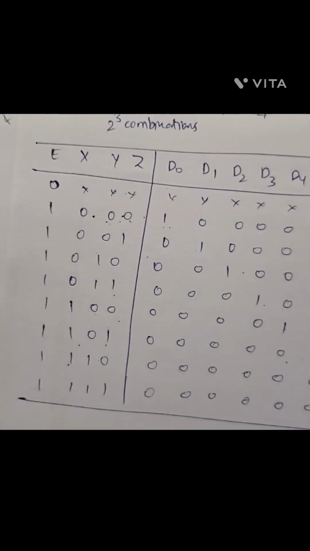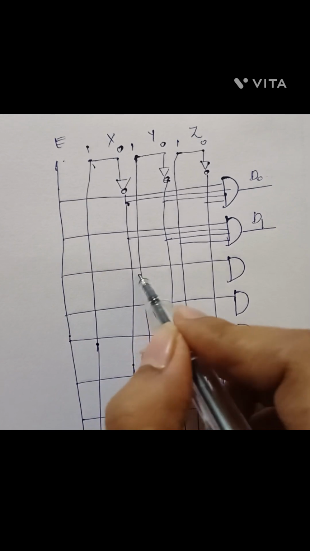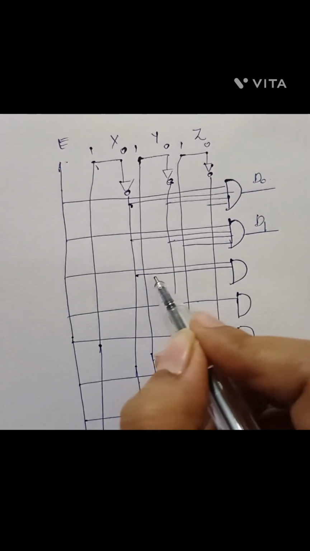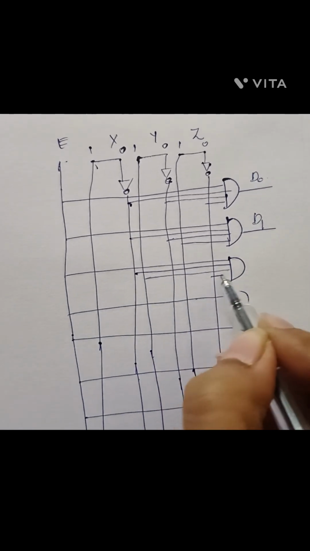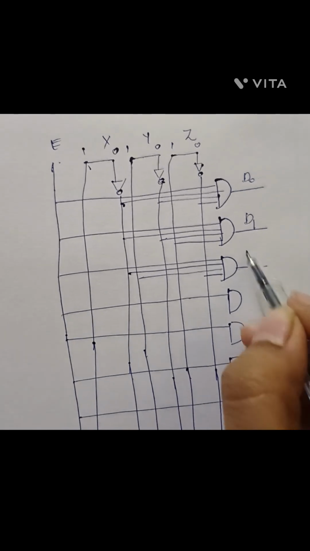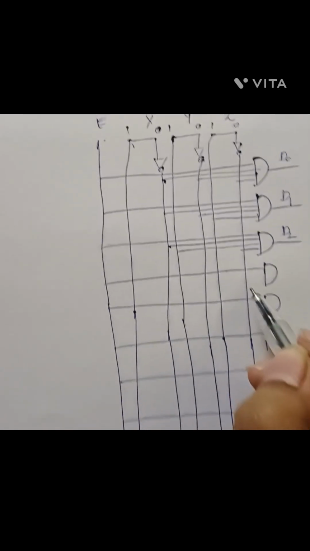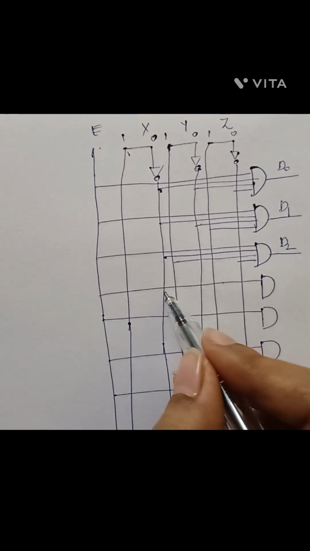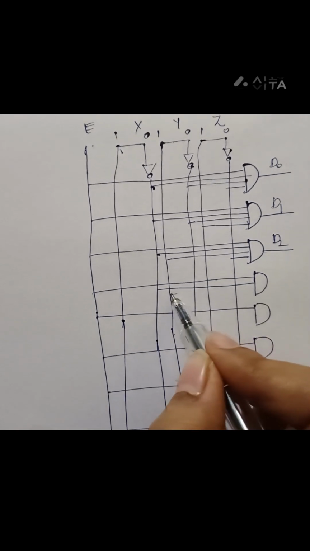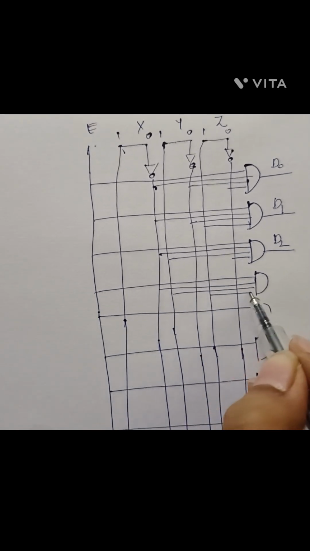For D2, it is 0 1 0. X is 0, Y is 1, and again Z is 0. We get D2 as output. For D3, it is 0 1 1, so X is 0, Y is 1 and Z is 1.